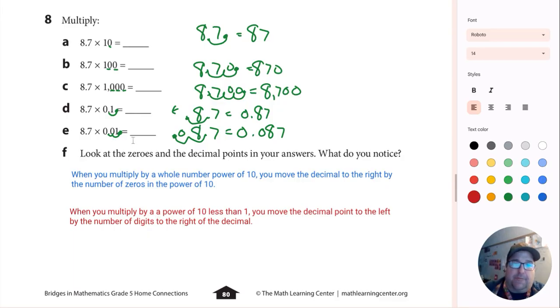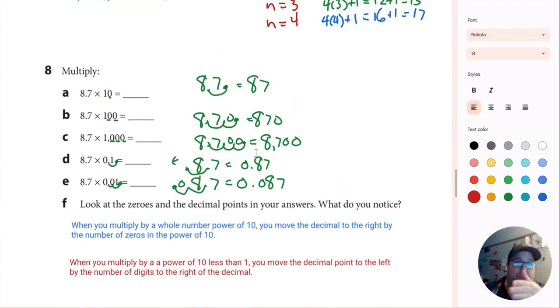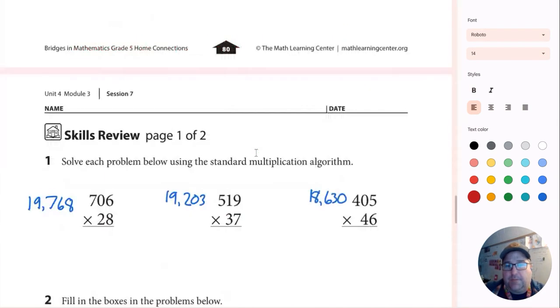In other words, kind of how far over we had to move it, right? So if there was one number passed, we moved it one time. If there were two places passed, we had to move it twice. Okay? So if we're getting larger, we're getting larger each time. If we're getting smaller, you're just getting smaller however many times you had to move it.